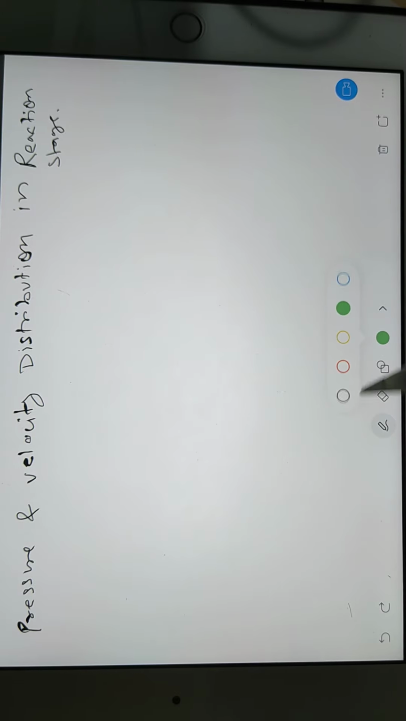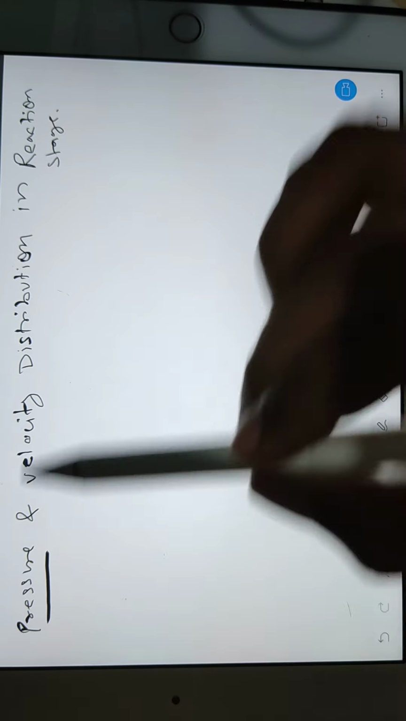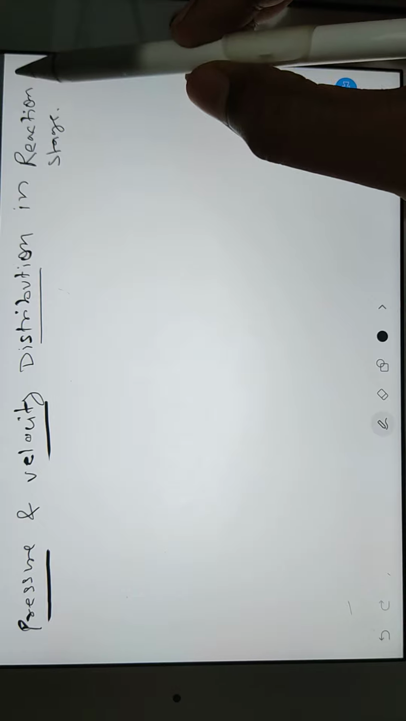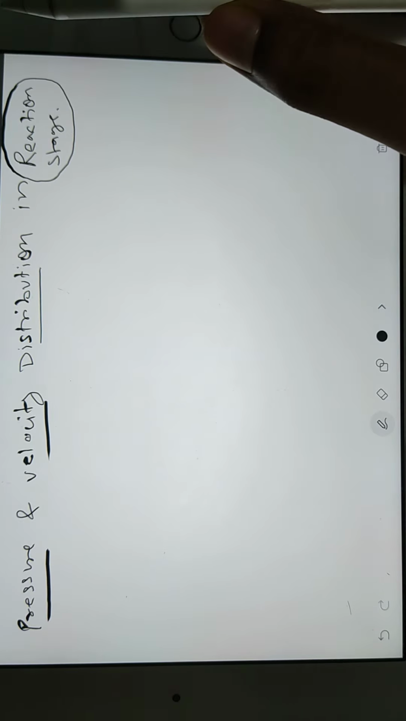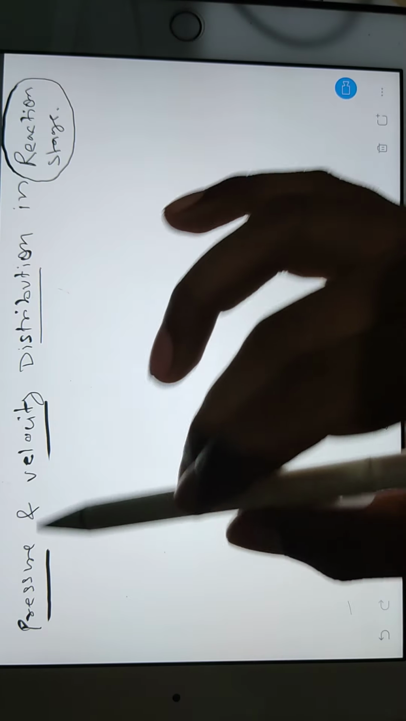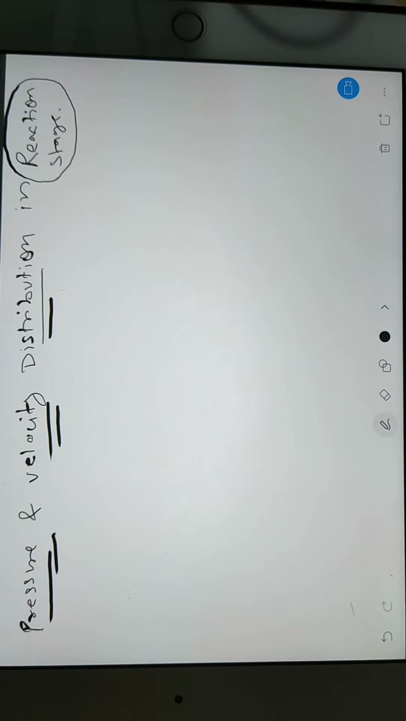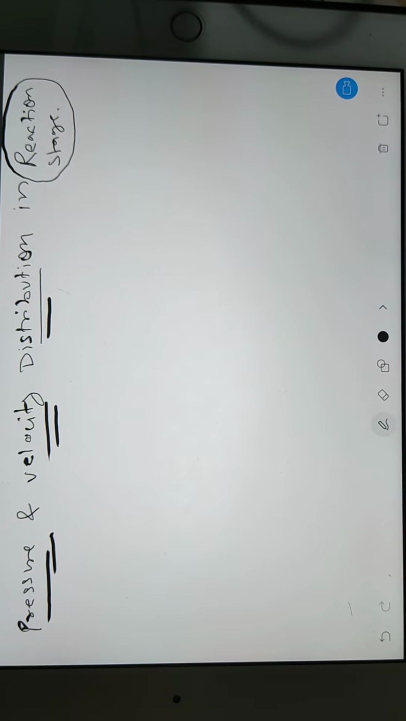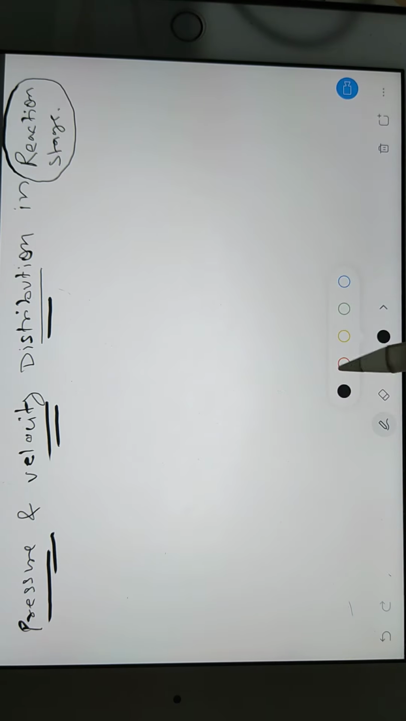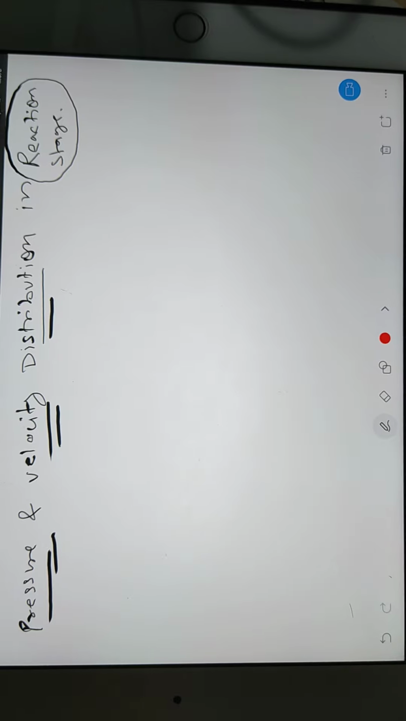Let's start this topic. In this topic, I am teaching pressure and velocity distribution for reaction stage. Just in the previous topic, I was teaching pressure and velocity distribution for which stage? That is known as which stage? Impulse stage. So now, yes, you take reaction stage.